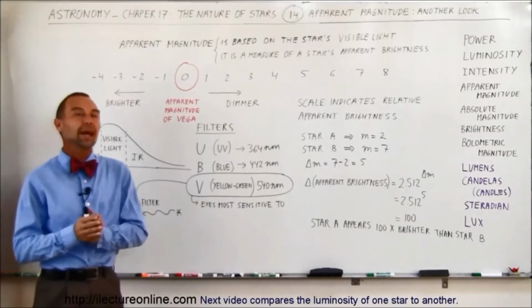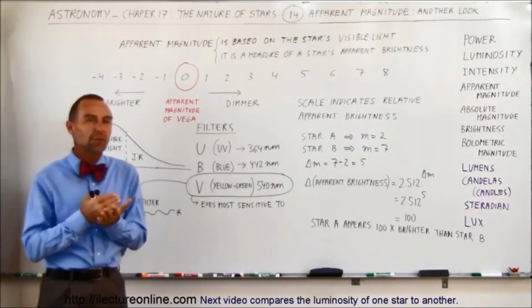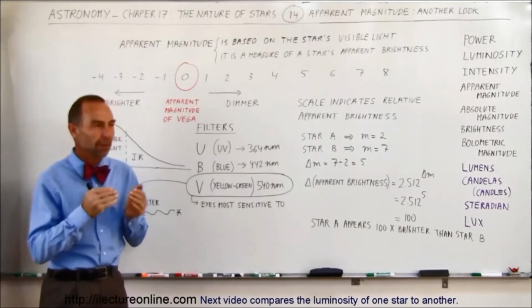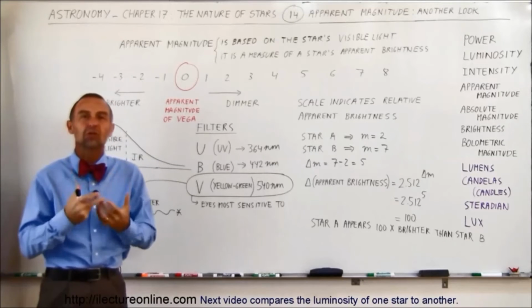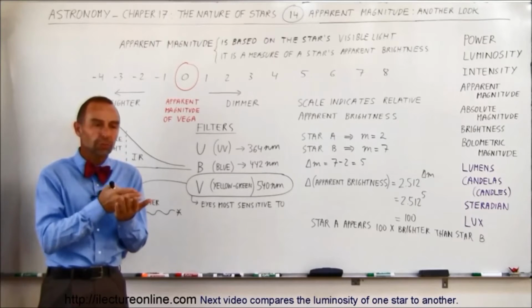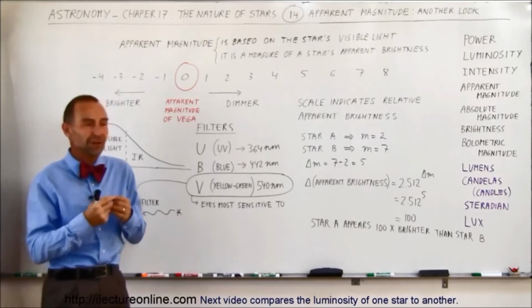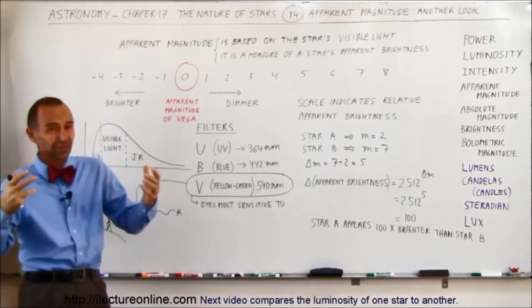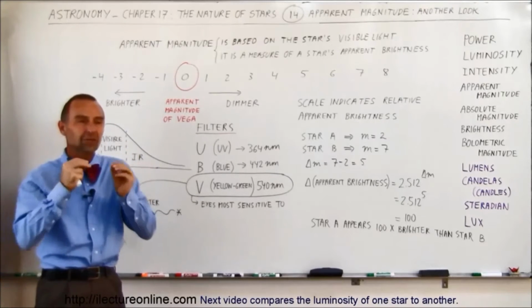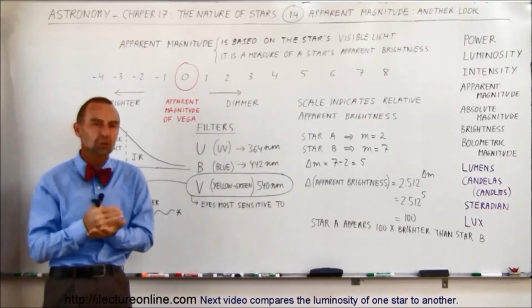Welcome to Lecture Online, and now we're going to take a closer look at what we mean with apparent magnitude. Apparent magnitude is a scale used in astronomy to determine the brightness that stars appear to be from our vantage point on the Earth. Now, very dim stars may be really close, very bright stars may be far away, it doesn't matter. It's how bright stars appear to be.